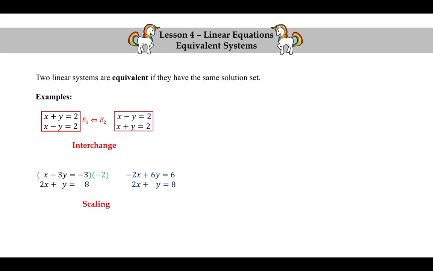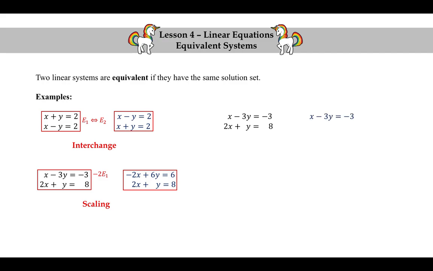Here we've done a scaling. We've scaled the first equation by multiplying it by negative 2. We'll use the notation negative 2 e sub 1 to indicate that we've multiplied equation 1 by negative 2. Another example. Again, we have the same linear system here of two equations and two variables.